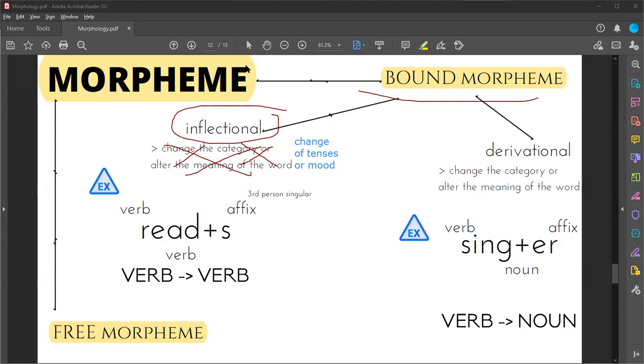For example, we have the word read, and our word for today is reads in here. So let's try to dissect. We have the read as the verb, just like reading, read. That is a verb, and the s as affix.